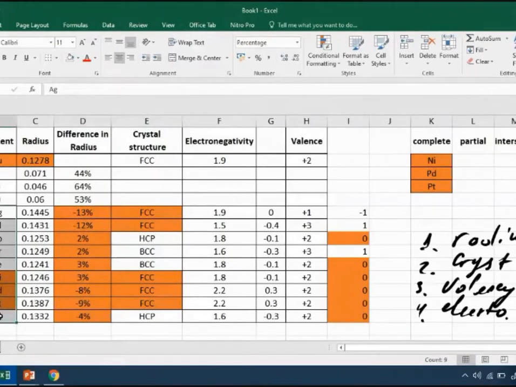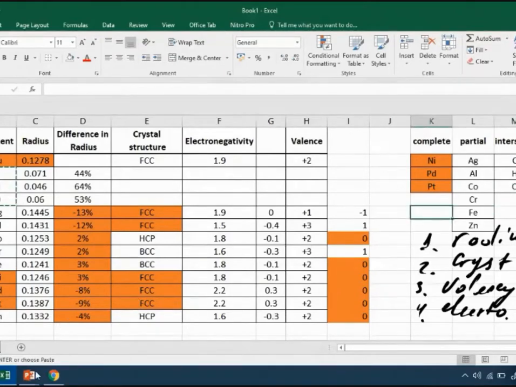So these ones have a chance to create substitution solid solution, but because of some differences in crystal structure and valency, these ones will create partial solid solution because of minor differences with copper. So I am left with carbon, hydrogen, and oxygen. As you can see, their radii are greatly different, 44, 64, 53%. These ones will create interstitial solid solution with copper.